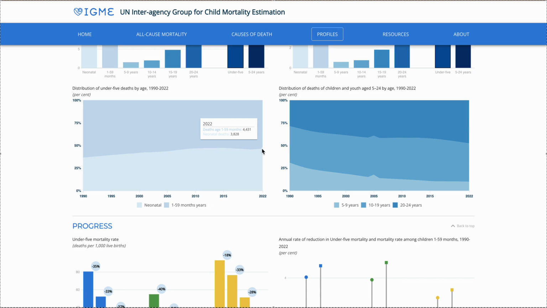It is sobering that in the first 28 days of life that cohort is responsible for 50% of all the deaths up to 60 months. That's crazy.